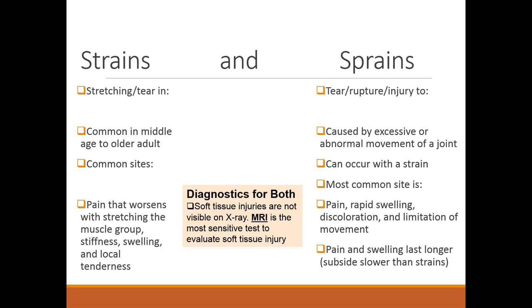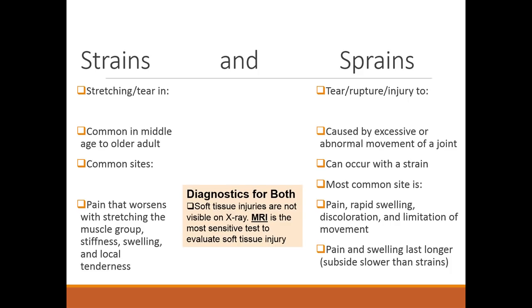And then you have tendons that will actually join the muscles to the bone. So you have to understand the difference between a tendon and a ligament. So when we look at strains versus sprains, a strain is usually a stretching or a tear in the muscle tendon unit. So this is an issue with the tendon itself or the muscle tendon as a unit.